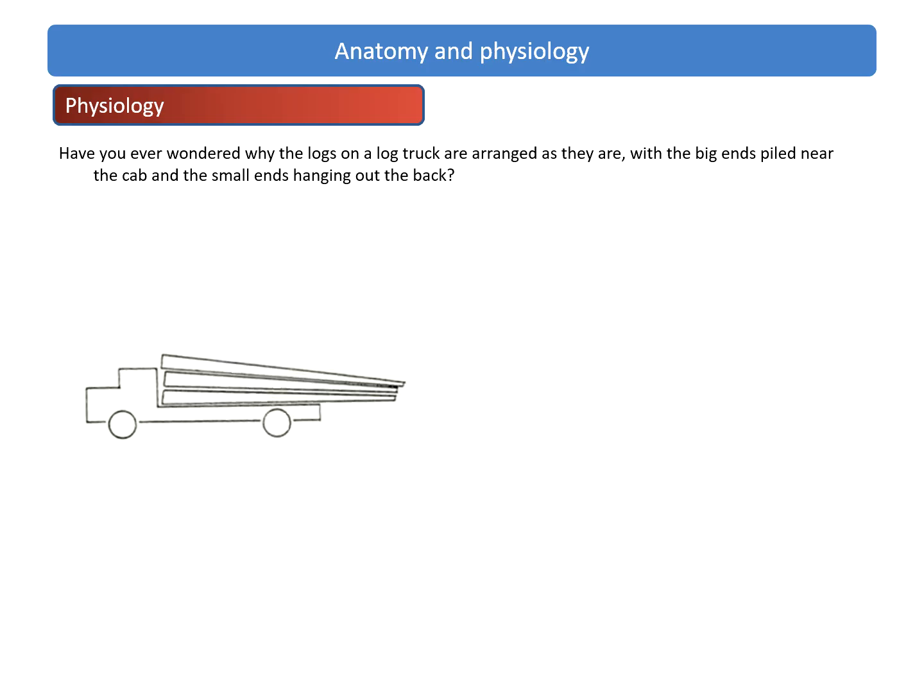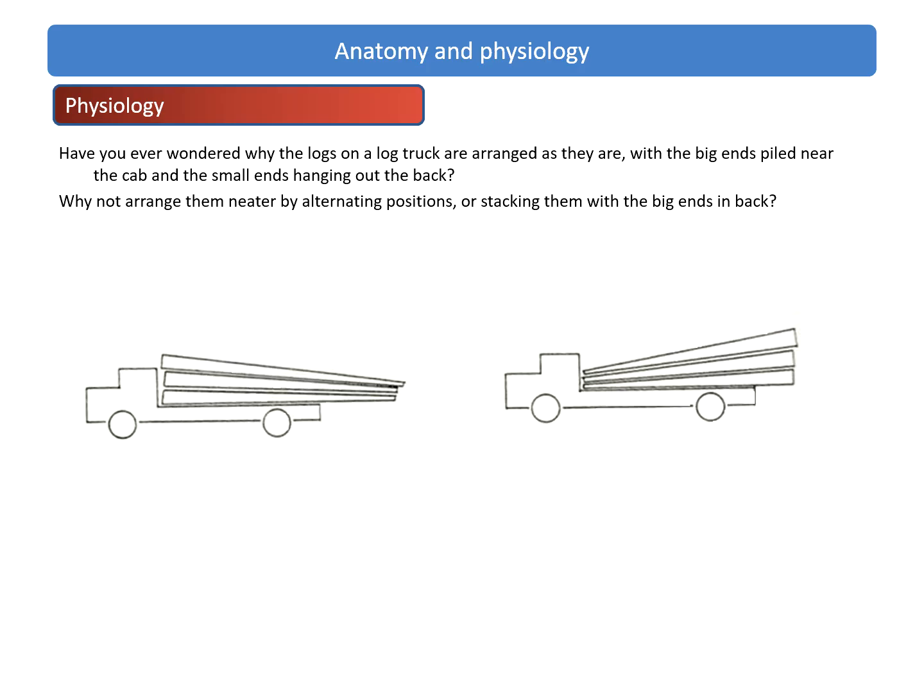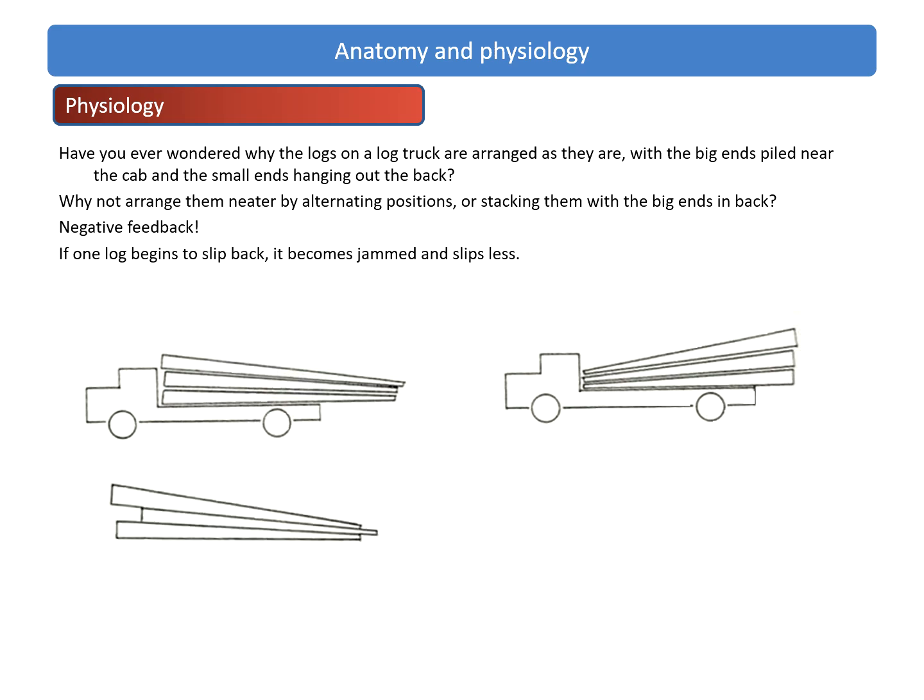Have you ever wondered why the logs on a log truck are arranged as they are, with big ends piled near the cab and the small ends hanging out the back? Probably not. Why not arrange them neater by alternating the position? Or why not stack them with the big ends in back? Negative feedback. If one log begins to slip back, it becomes jammed tighter in among the logs. The more it slips, the tighter it gets jammed and the less it can slip further.